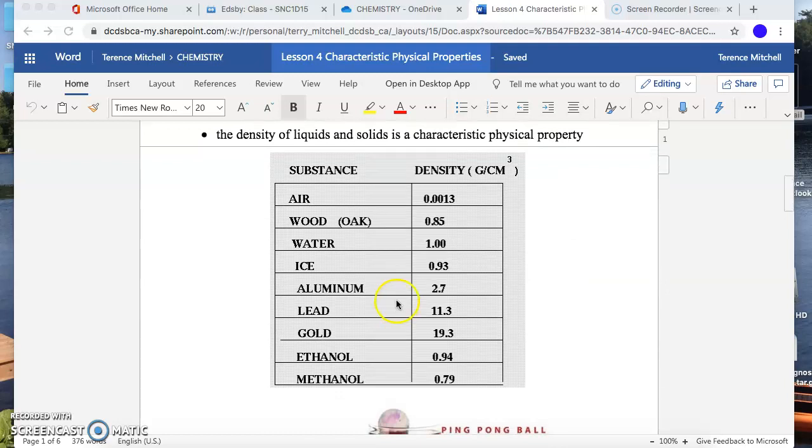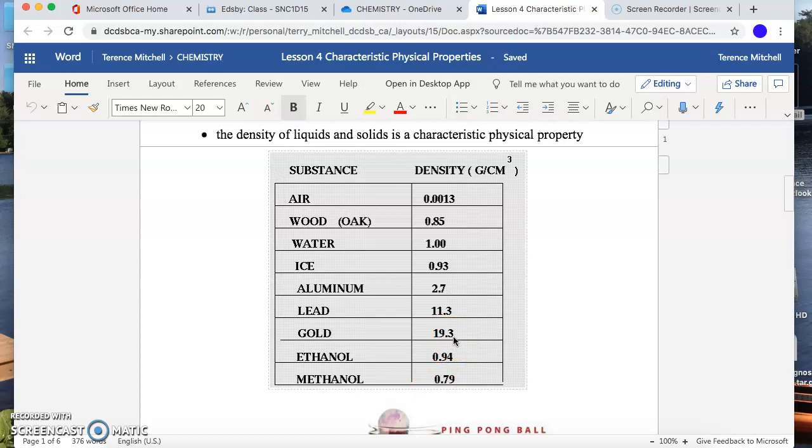And so water has a density of 1. So if we take its weight for every cubic centimeter, water weighs 1 gram for every cubic centimeter. And as I mentioned, a cubic centimeter is the size of a sugar cube. If we took aluminum, it has a weight of 2.7 grams for every cubic centimeter. Gold, very heavy, 19.3 grams per cubic centimeter.